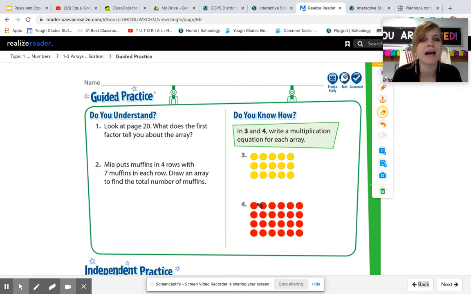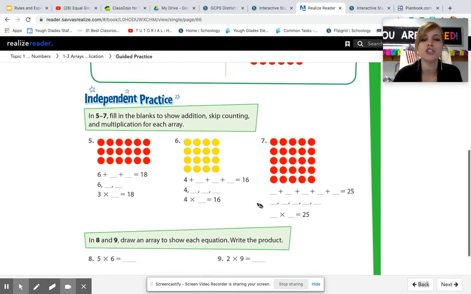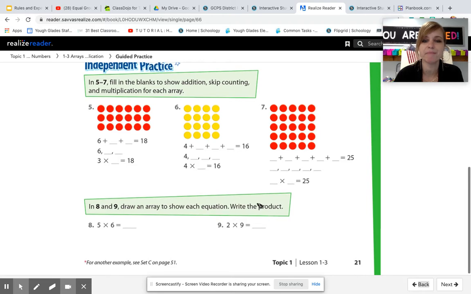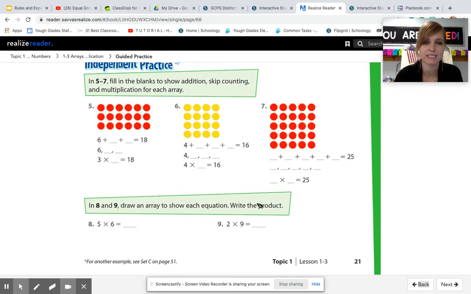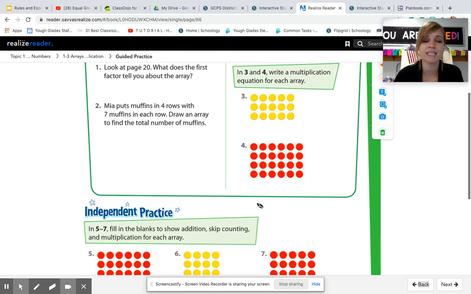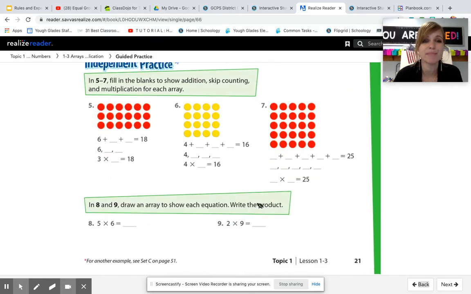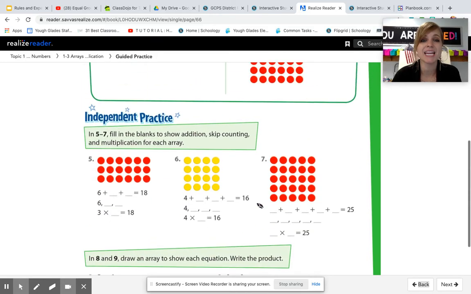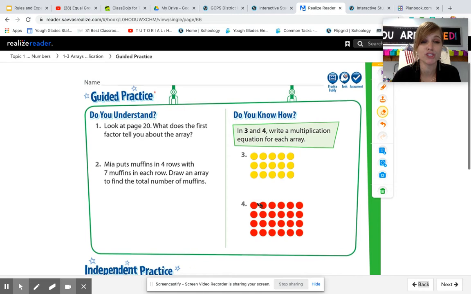All right, you should be back by now with your math book. And we are going to do this guided practice together. And then you are going to do this independent practice. So we're going to do the guided practice. Then you are going to do this independent practice. And then I have an exit ticket for you to do in Schoology.